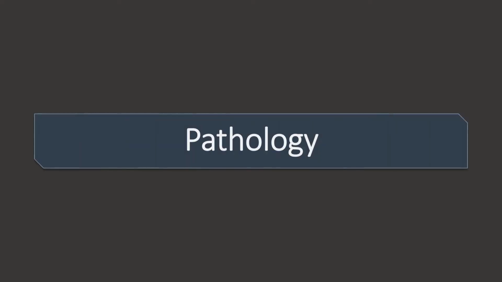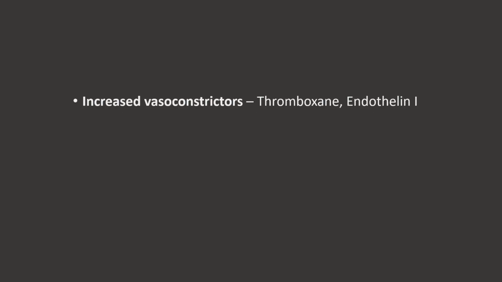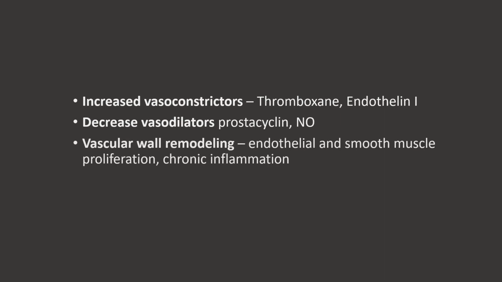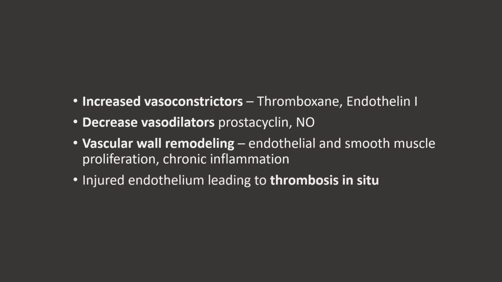The pathology of this condition includes an increase in vasoconstrictors like thromboxane and endothelin 1, decreased vasodilators like prostacyclin and nitric oxide, vascular wall remodeling, that is, endothelial and smooth muscle proliferation and chronic inflammation in the vessel wall, and due to the increased resistance in the blood vessels and damage to the endothelium, this will lead to thrombosis in situ.